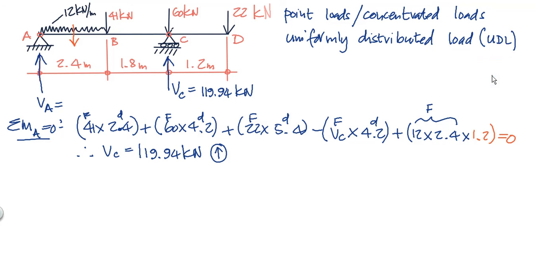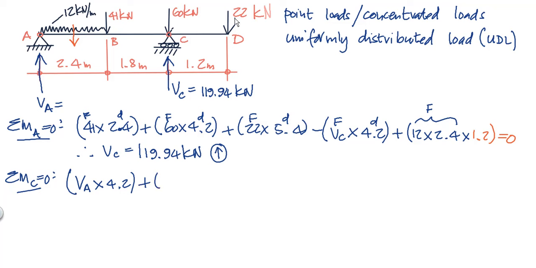Notice once again, I'm taking moments about A to find VC. I'm now going to take moments about C to find VA. Let's do that. So I'm going to say the sum of the moments about C is equal to 0. I'm going to start with VA, which is positive with respect to C. VA times, it's still 4.2. Plus, what's plus? I'm going to take that one there.